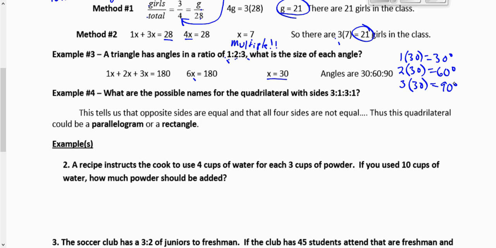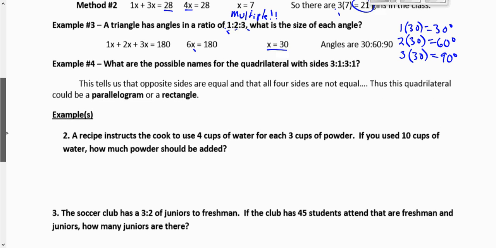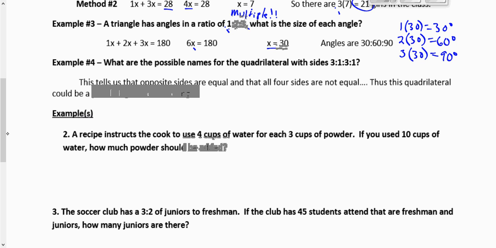Quick look at number 4. So we have a quadrilateral with the sides in a ratio of 3:1 to 3:1, all 4 sides, right? So it looks like we have 2 shorter sides and 2 larger sides in this thing. Are they all in the same ratio? Would these 2 sides be congruent to one another if we apply the same multiple? You're going to apply the same multiple to everything, right? And what about the other 2? Yes.